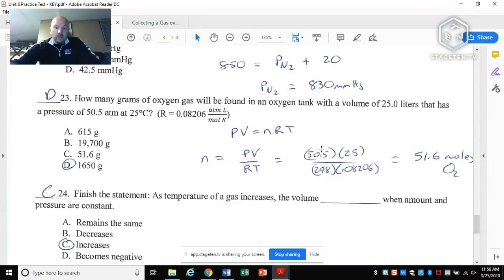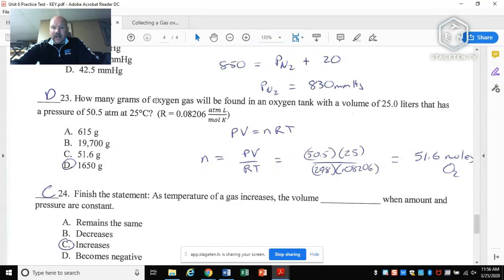Okay? So we would do 50.5 times 25 liters. That's pressure times volume, right? So n equals PV over RT. The temperature is 298, not 25, right? It has to be the Kelvin scale. And then times the R value. So that comes out to be 51.6 moles of oxygen.